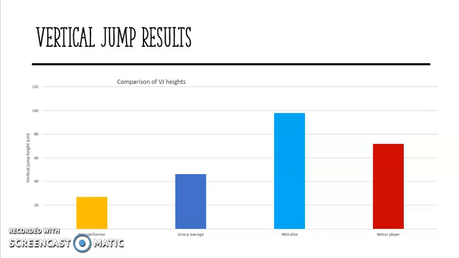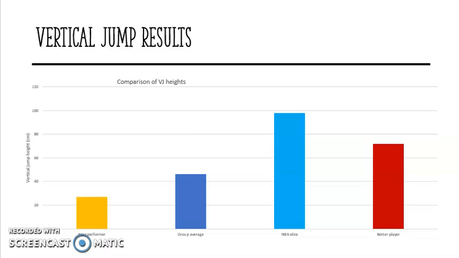We can see that the better player is still also a lot lower than the NBA elite athlete. This may be due to the fact that they are not an elite athlete, and it also may be because of their age. These players are around 17 to 18, whereas NBA athletes tend to be older than that. We can also see that my performer's vertical jump results are quite a fair bit lower than the group average. This can suggest to us that they may be lacking in force production and power.